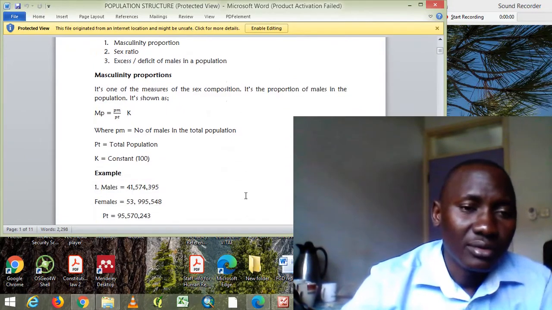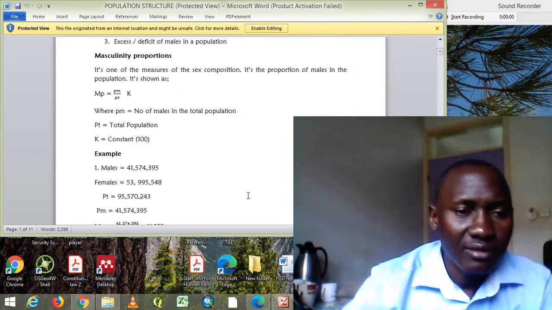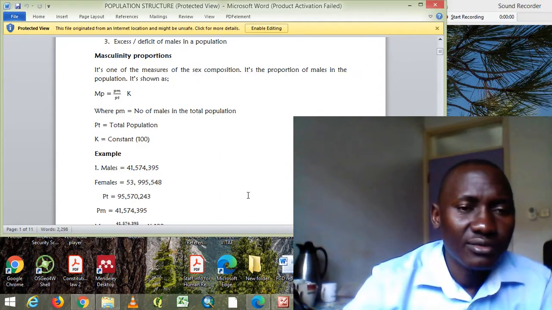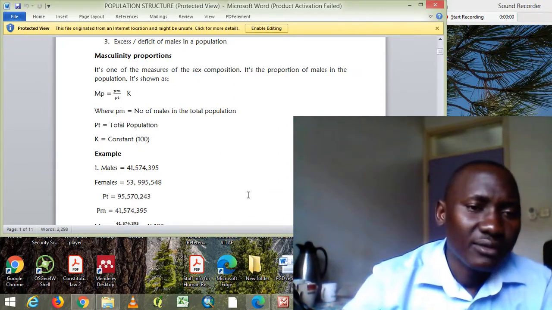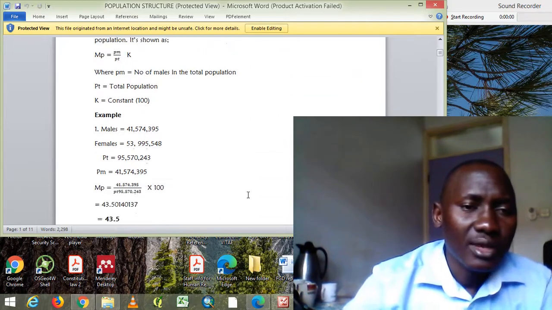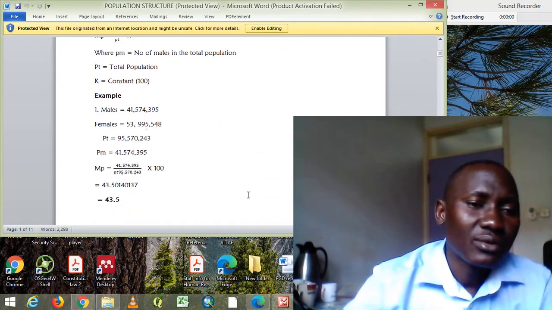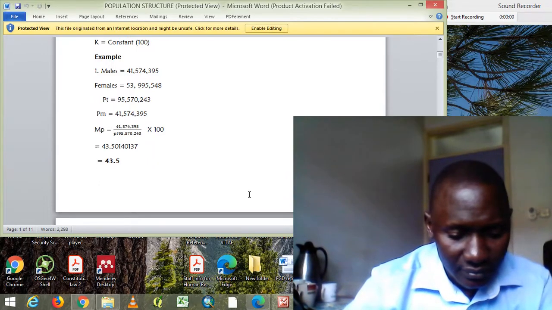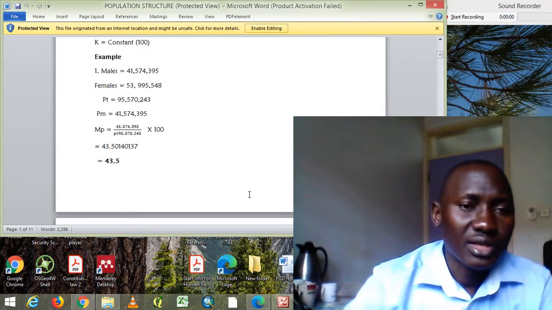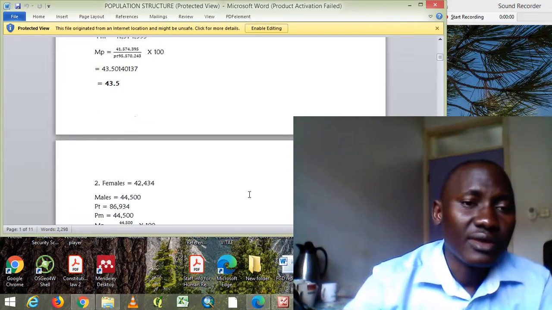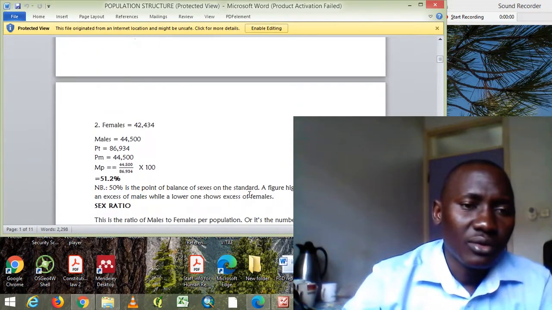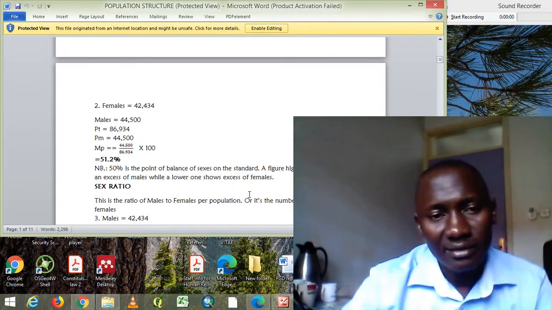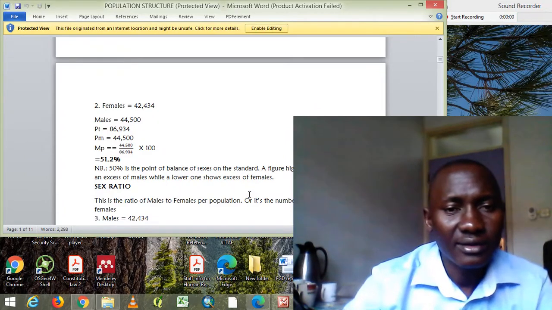For example, if we have 41,574,000 females, we feed that into the formula and we get a masculinity proportion of 43.5. So out of that calculation, we realize that 50% is the point of balance of the sexes on the standard.